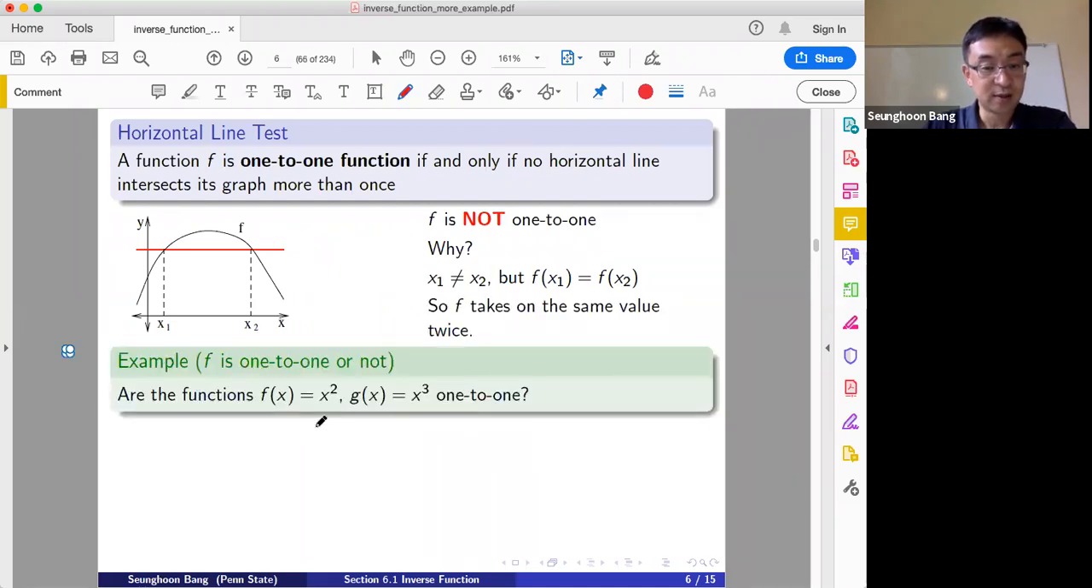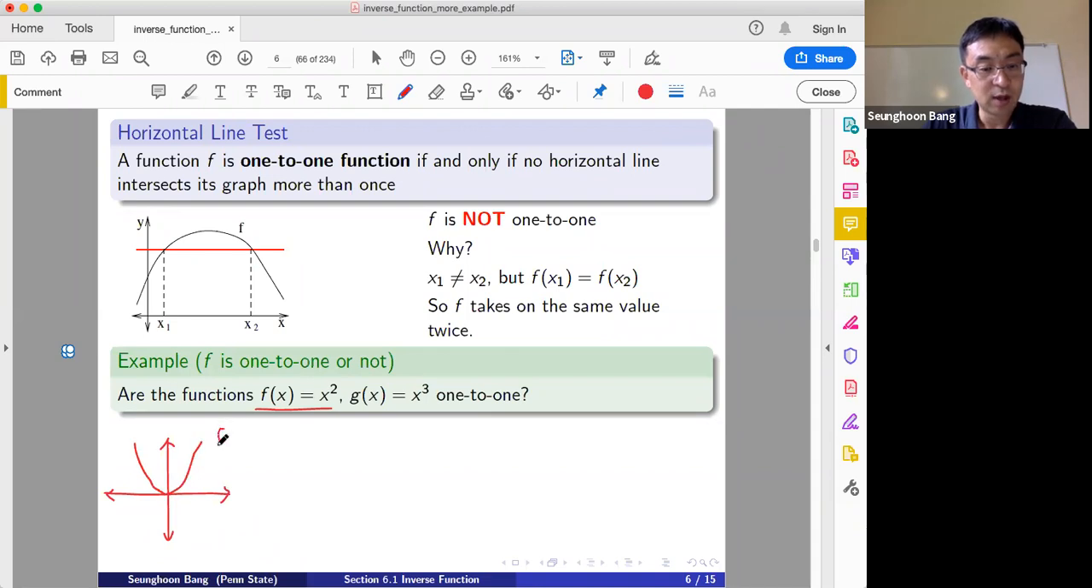I'm going to check. Is f of x equals x squared one-to-one or not? Could you write your answer on the chat board? F of x equals x squared is no. Okay, yeah, thank you for your answers. The graph of f of x equals x squared is a parabola, right? The graph is like a parabola.